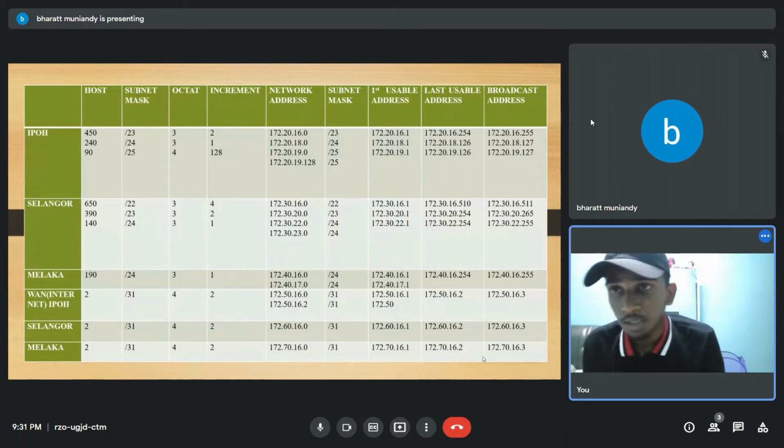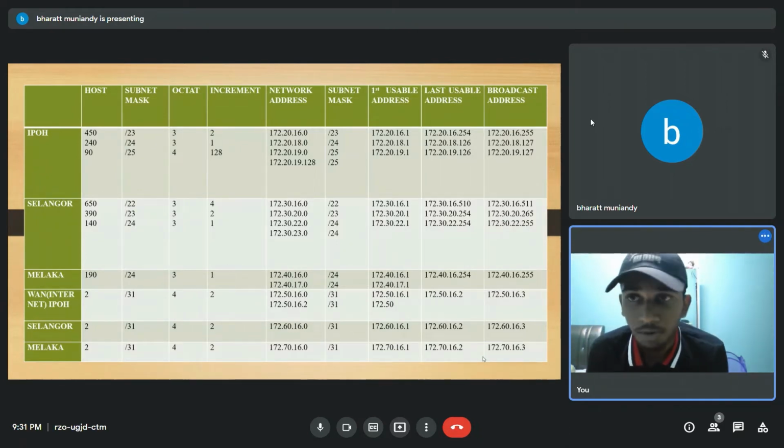Okay, now this is the table. First, the hosts in the question for Ipoh are 450, 240, and 90. The subnet mask that we did earlier was 23, because it is the nearest to 450, and the next will be 24 and 25. The first two are in octet 3 and the third one will be in octet 4. So the increment for the host 450 is 2. The next one, the increment will be 1, and the third one, the increment will be 128.